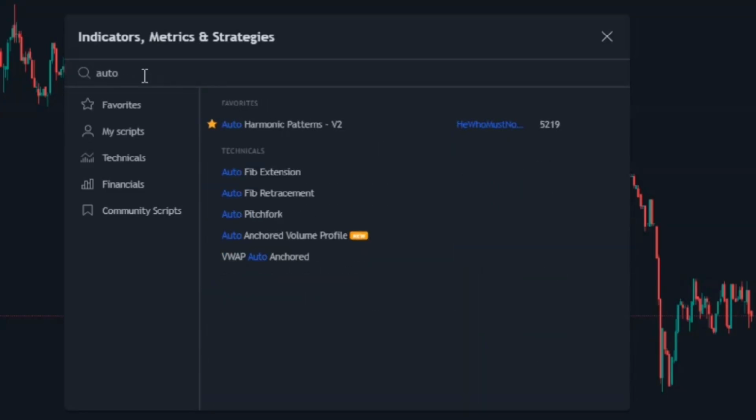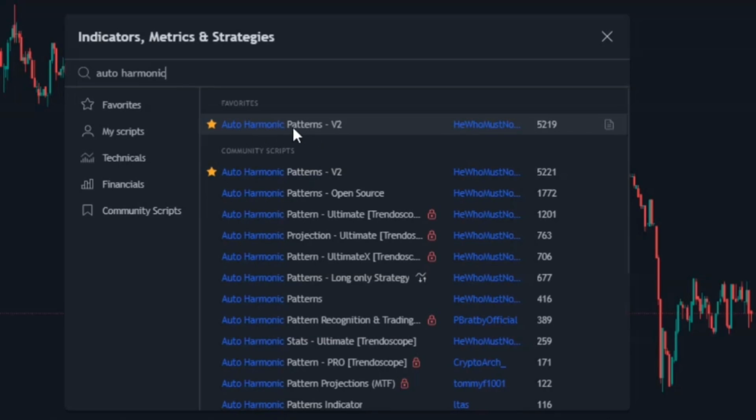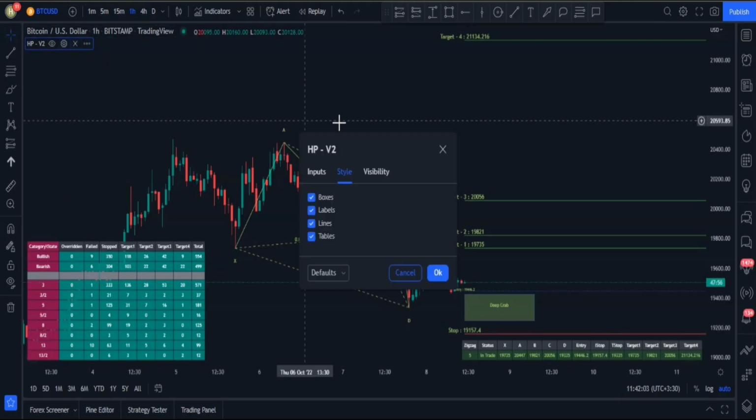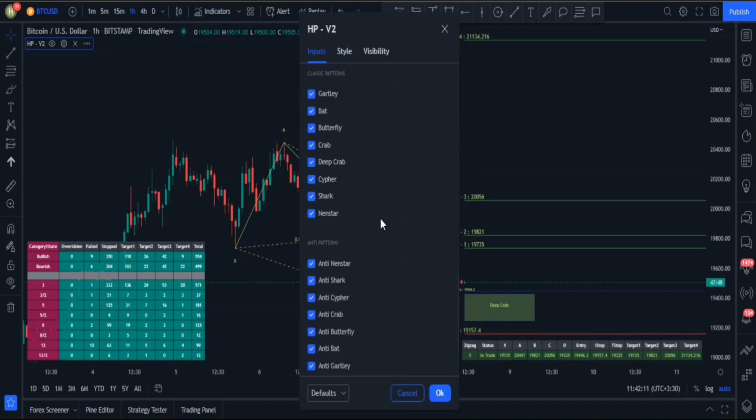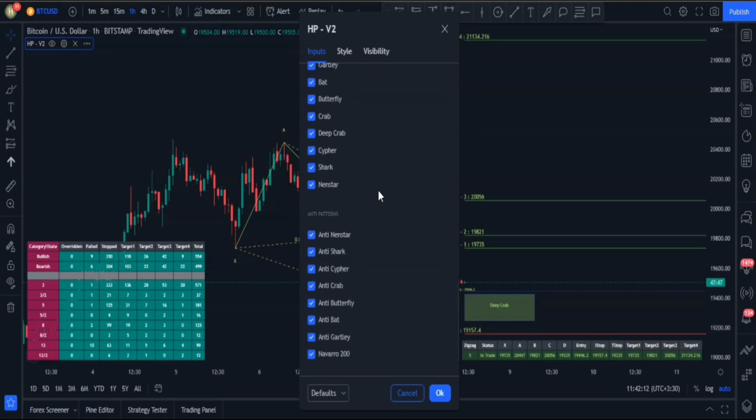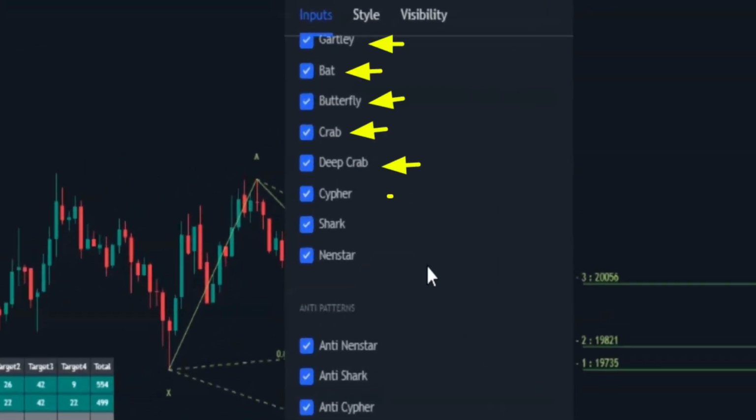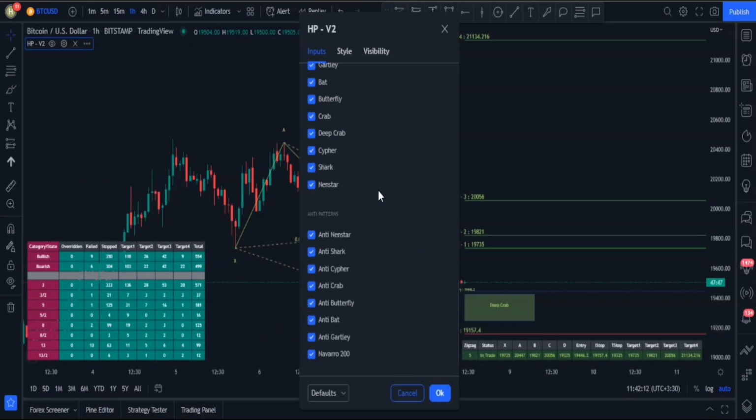Now in the search bar, type auto harmonic patterns and add this indicator to your charts. In the settings, you might notice that in the input section there are many patterns. If any of these patterns form in our charts, the indicator is going to distinguish it for us. Patterns like Gartley, Bat, Butterfly, Crab, Deep Crab, Cipher, Shark, and then Star, and some others.